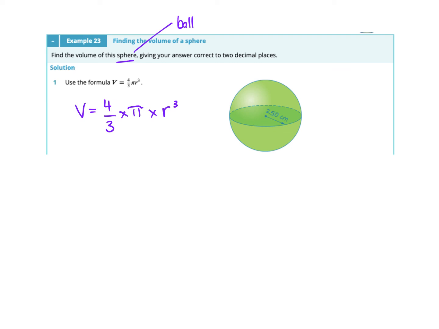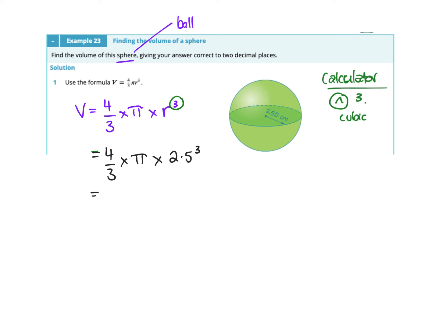So when you want to get a cubed on your calculator, you use the power arrow, which is next to the x squared, and then you'll go power 3. That's how you get the cubic. Alright, so if you look here, they've given me the radius, so we can see the inner circle to the inner edge of the sphere. So that's told me the radius, so we can calculate. So you're going to type 4/3 in your calculator times pi times 2.5 to the power of 3. So let's go give that a go.